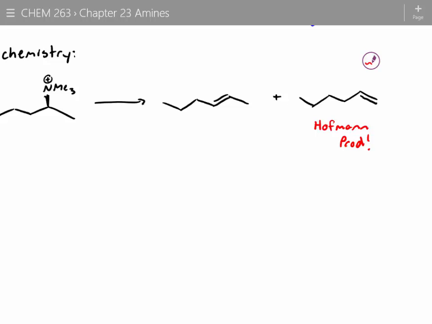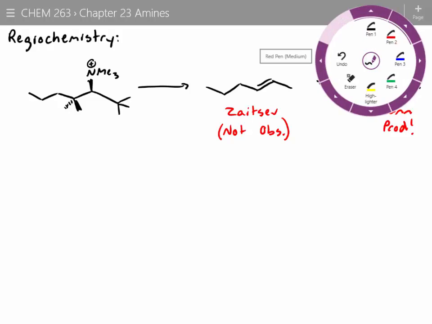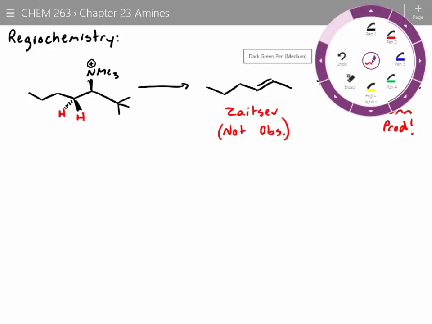So in this case, this is Zaitsev, and it's not observed. Why? So let's talk about why. Since we're going to take a look at this, I'm going to color code some protons. Let's look at this set of beta protons. And then for this one, it doesn't really matter the stereochemistry. I'll call these ones red.